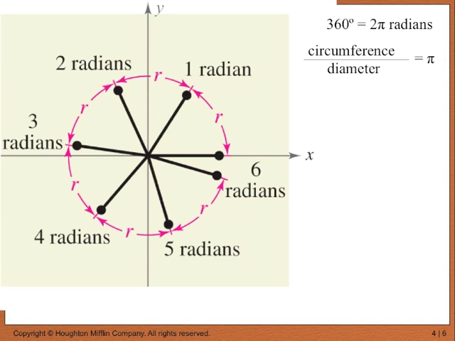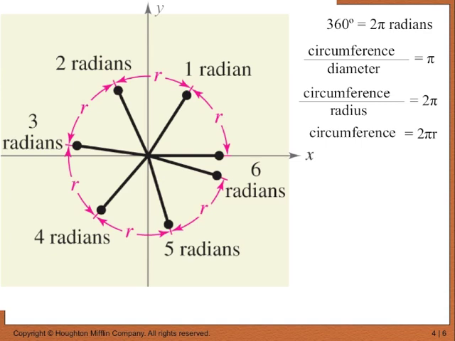Now, if circumference over diameter equals pi, well, then it's also true that circumference over radius equals 2 pi. Why? Because the diameter is 2r, and so all we're doing is multiplying both sides of this equation by 2, and we end up with circumference over radius equals 2 pi. And that brings us to a final step, which is circumference equals 2 pi r. Now, you may remember from geometry that the formula for circumference is 2 pi r, but now we've just derived it.